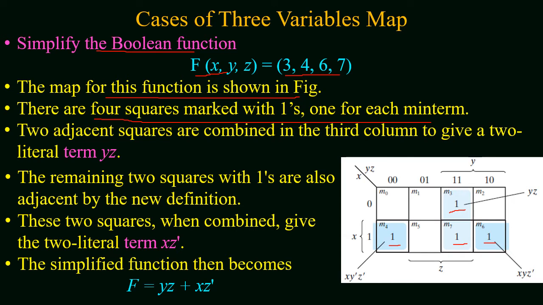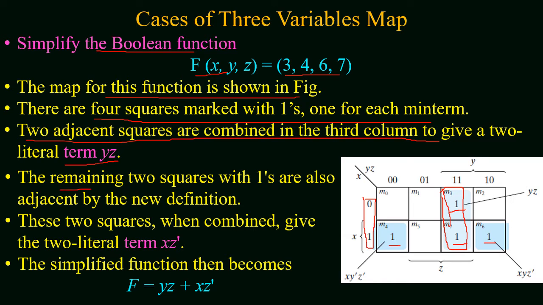Now if you look at two adjacent squares combined in the third column and look for the dissimilar variable, in this case it is x. So adding both minterms will reduce to the literal term y dot z, because y and z both have a value of 1 and x is the dissimilar variable.